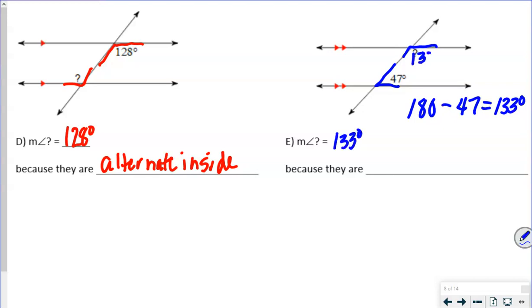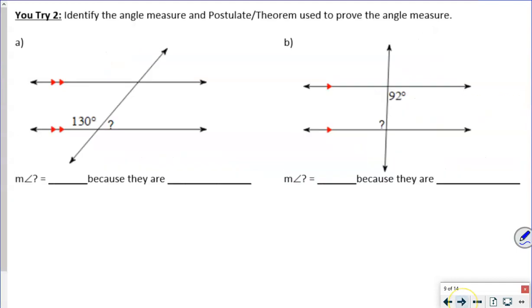And I'm going to put it up here. Because again, when I add those two together, they have to equal 180. And these were same side, aren't they on the same side of the transversal? And what? Interior. So these are same side interior angles, okay? All right. Let's see if you guys can do these 2 U tries, actually 4 U tries, A, B, C, and D, and then come back to me when you're done.